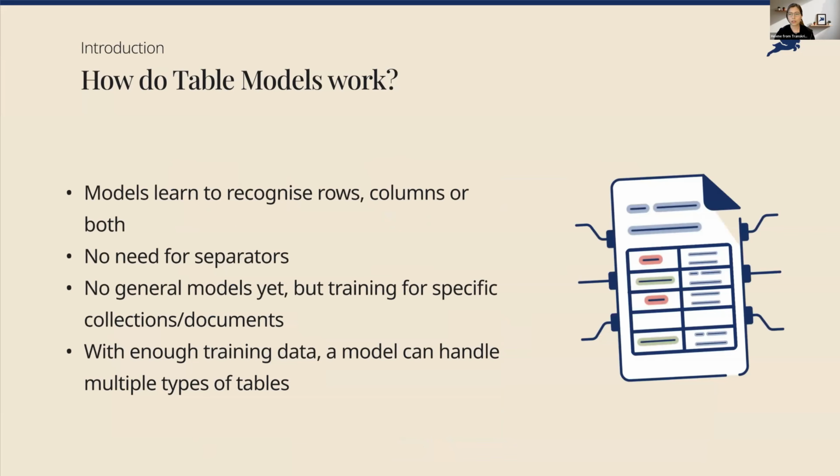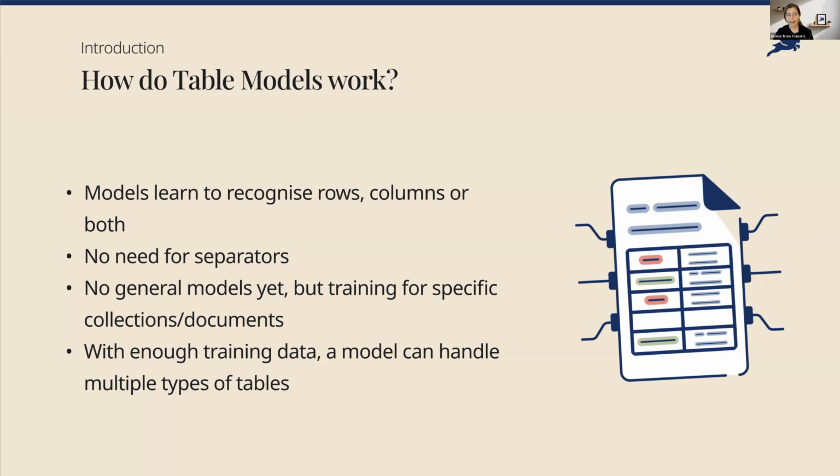When we look at table models, they learn to recognize the rows and columns based on the training data. So when we looked at how to solve table recognition, our team realized that the most flexible approach is to treat rows and columns separately. And this also has another advantage. It means that tables don't need visible separators.